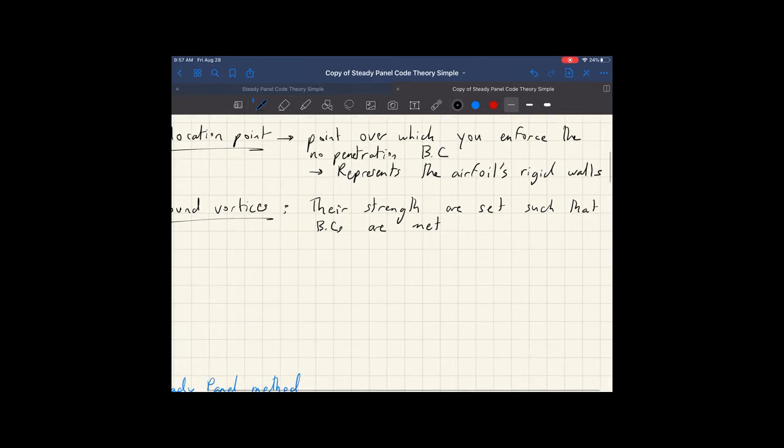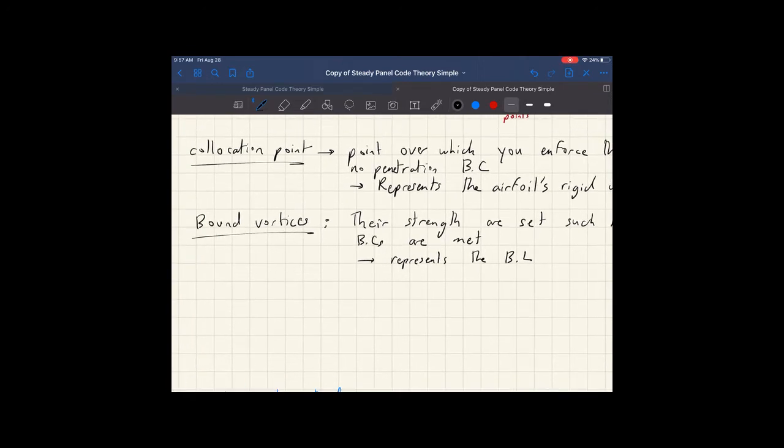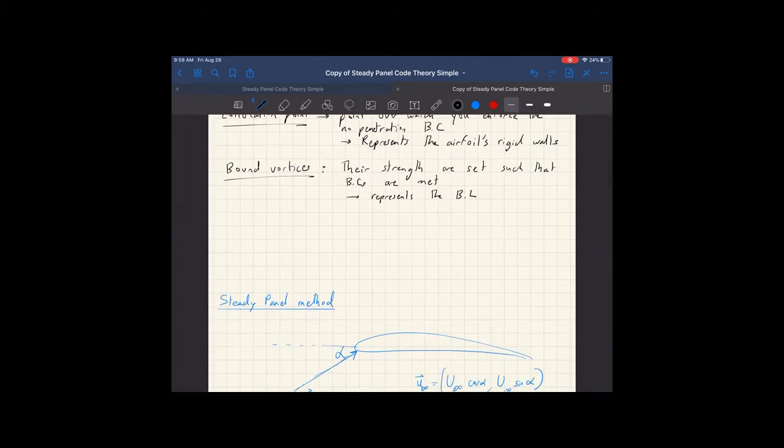But basically these bound vortices, so we said that the collocation point represents the airfoil's rigid walls. Now, a bound vortex represents the boundary layer over the wing. So these two things are mathematical constructs here, but they represent very physical things. And so let me talk about the boundary conditions, or what boundary conditions we need to meet.